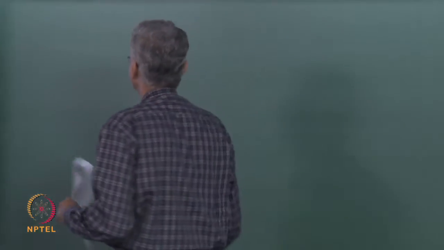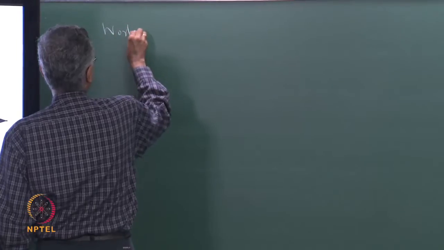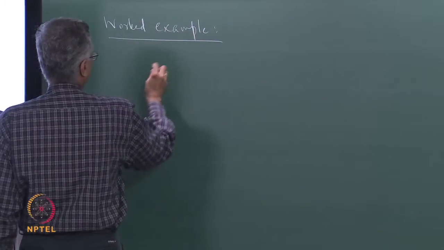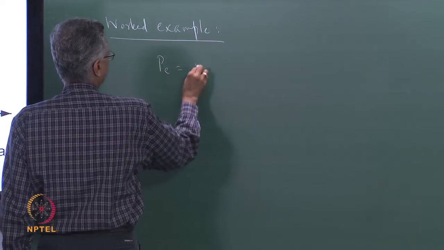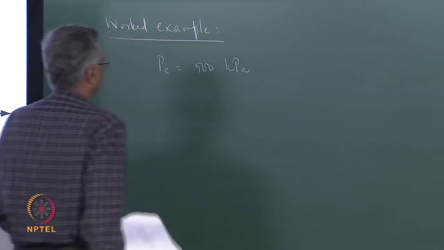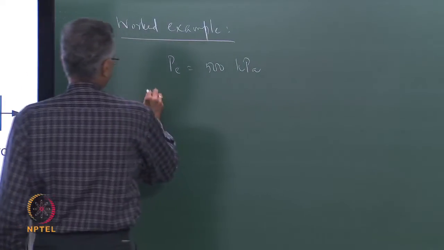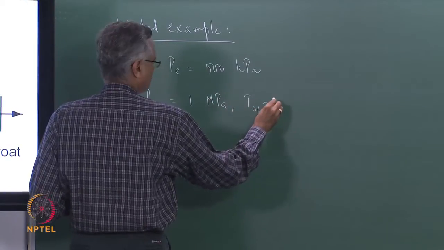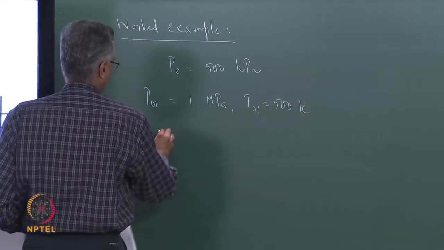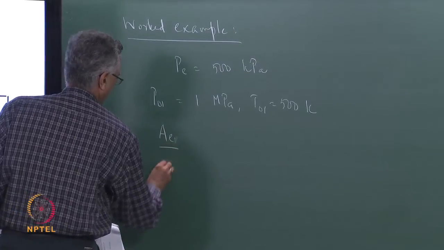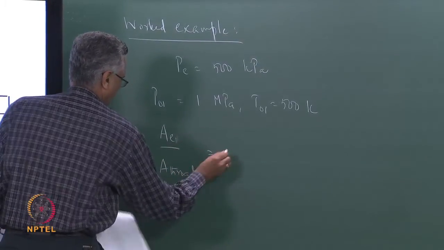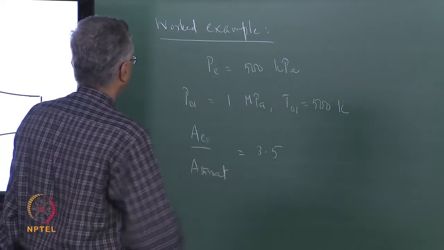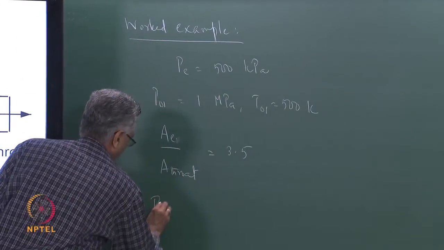In the previous class, we were looking at a worked example, and if you remember, we were looking at a case where the exit pressure PE was given to be 500 kilopascal and, based on the other conditions, the stagnation pressure P01 was given to be 1 megapascal and the stagnation temperature was given to be 500 Kelvin, and A exit over A throat was given to be 3.5, and we established that for this value of back pressure there is a normal shock in the diverging portion.